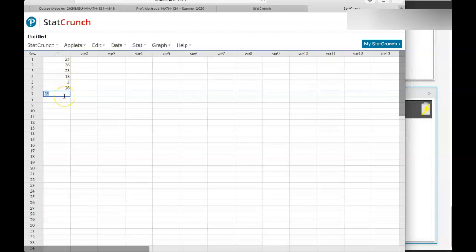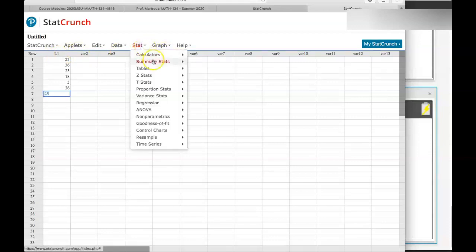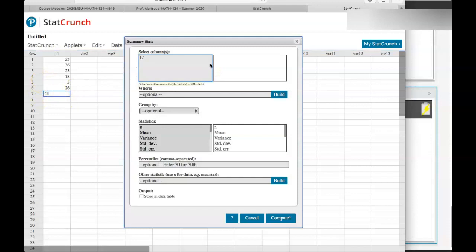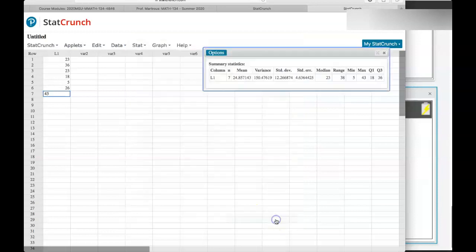So this is our first step using StatCrunch. Enter all these in one column and name the column variable. So we choose to have L1. Then step 2, select Stat. Here we have the summary stats. Then we have columns, because here we have columns. That's why we're choosing that one. So columns. Selecting what columns we have. This is the only one I have. Then compute. Now we have all these: n is 7, mean.